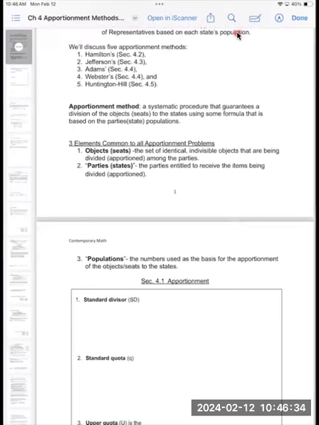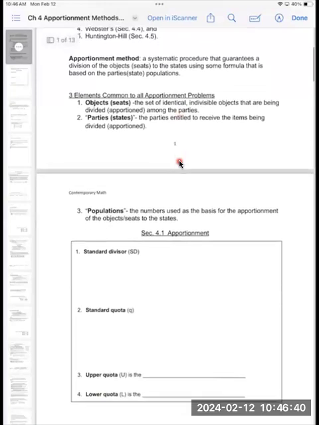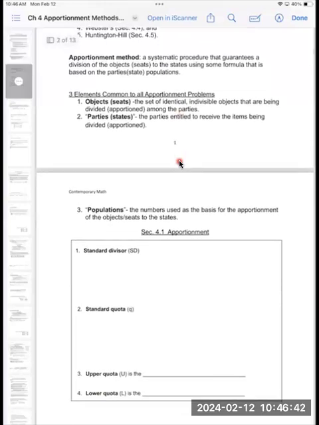Okay, so here are some of the definitions. There are three elements common to all apportionment problems. There are objects or seats that need to be divided up amongst the states or the parties.